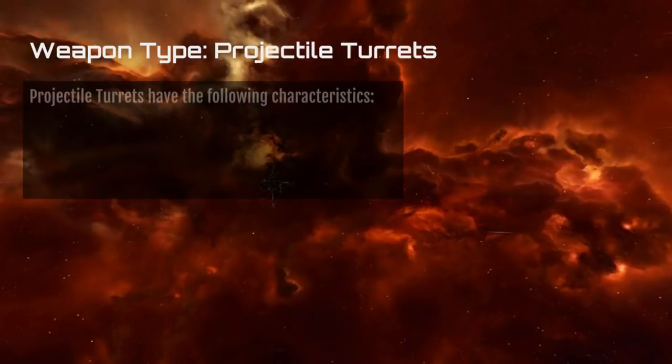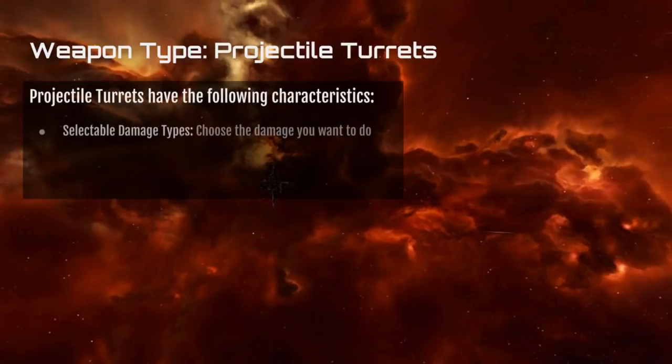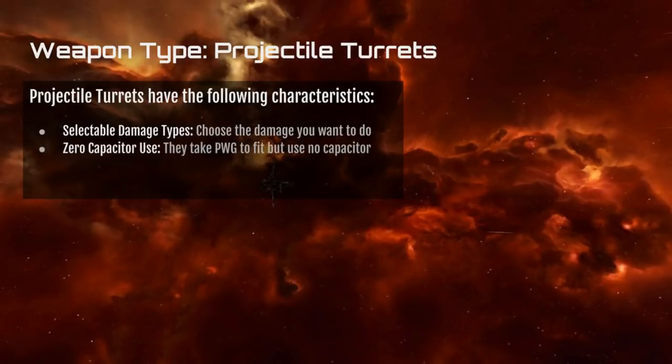Let's talk a little bit about projectile turrets. So projectile turrets work exactly the way they do on Earth. Gunpowder or some sort of explosive driver pushes a round down a barrel and sends it out into space. The benefit being that those different types of ammunition give you the ability to choose different types of damage. So it's selectable or dialable damage types.